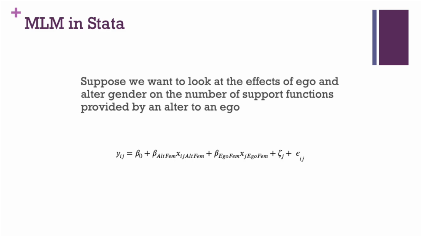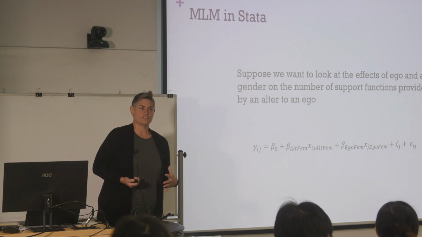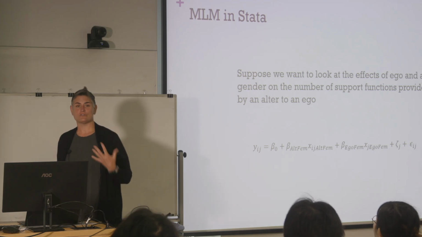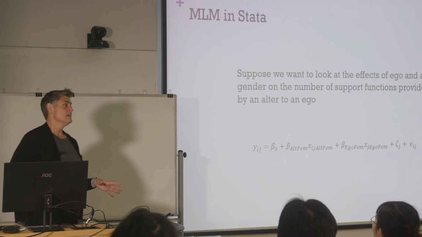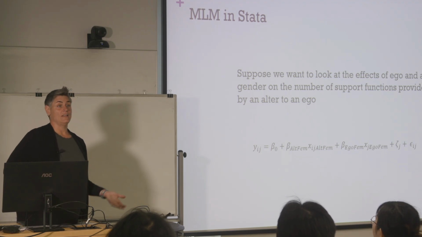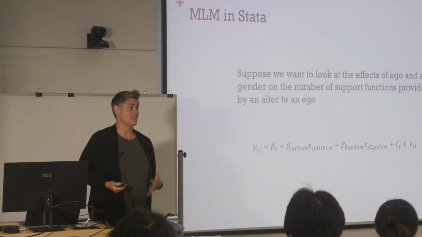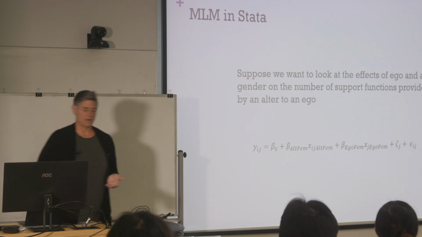So we may want to look at the effects of ego and alter gender on the number of support functions provided by an alter to egos, right? Support is super good for you. It's good for health, it's good for social mobility, it's good for lots of stuff. So we might want to predict whether alters are providing more or less support, what characteristics of alters affect that, what characteristics of networks as a whole affect that, et cetera. So we can model this with multi-level modeling.